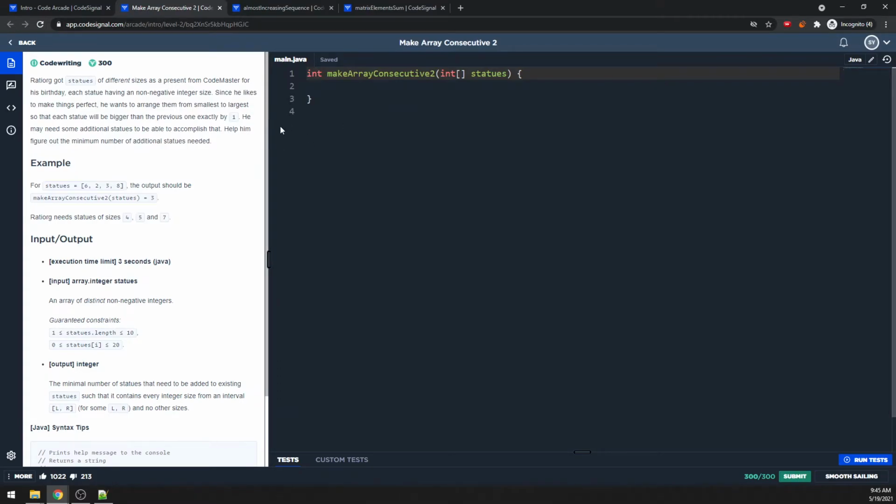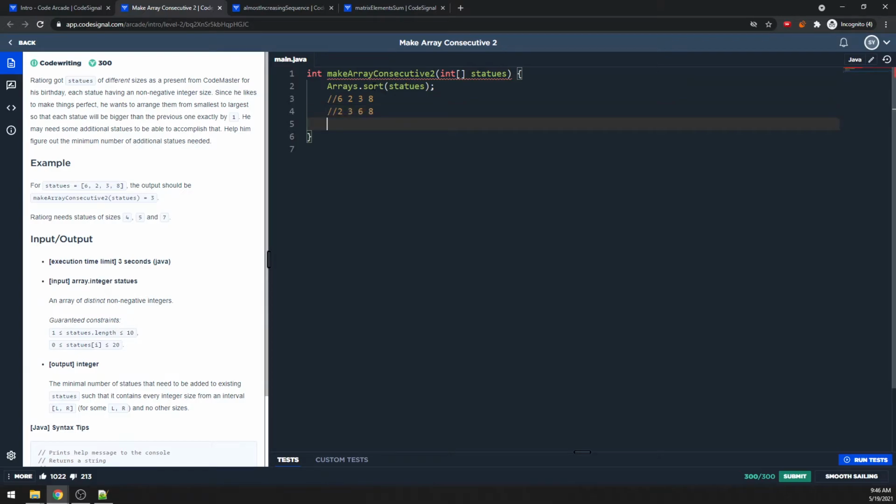Make array consecutive. You are given an array and you need to find the missing values. 4, 5, and 7 are the missing values, but you return the count of them. We can sort it, so array.sort. When you sort, 6, 2, 3, 8 becomes 2, 3, 6, 8.